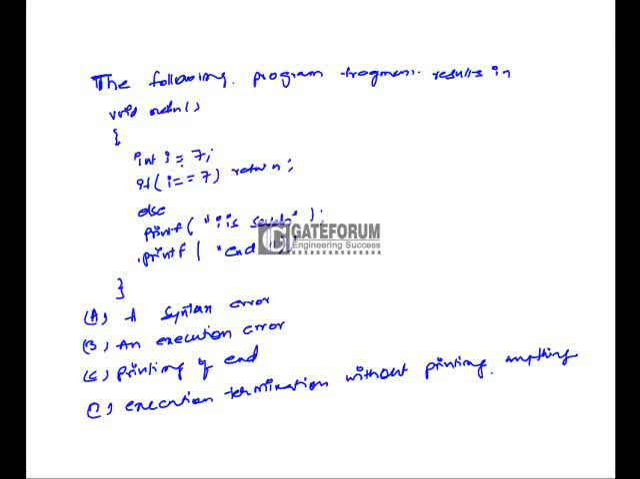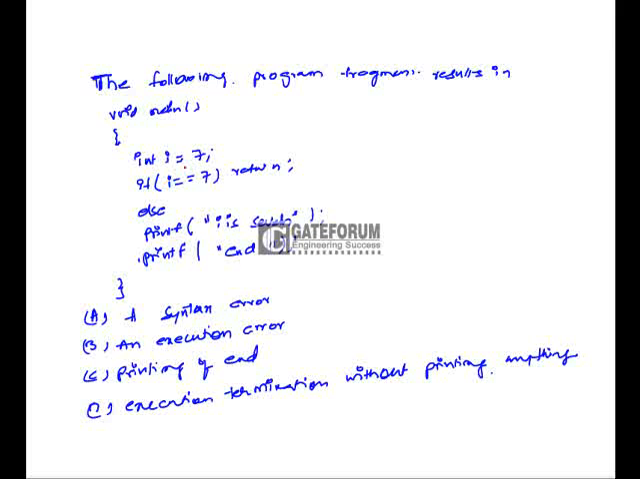Here I is declared as an integer variable and it is initialized to 7. If I is equal to 7, here I is compared with 7. If it is 7, then the return statement is executed. If it is not 7, then the else part will be executed. In the else part, "I is 7" is printed and after that "end" is printed.